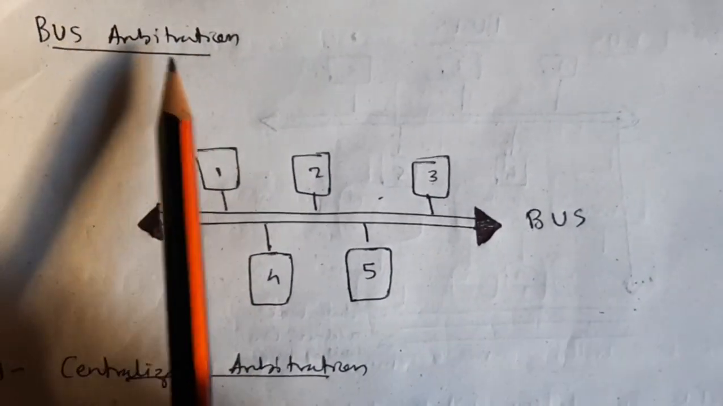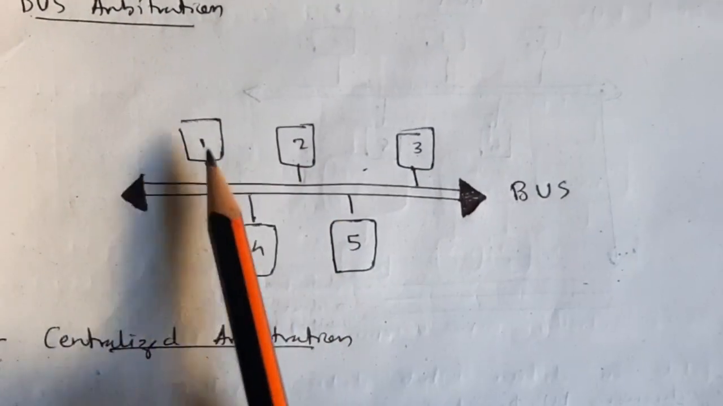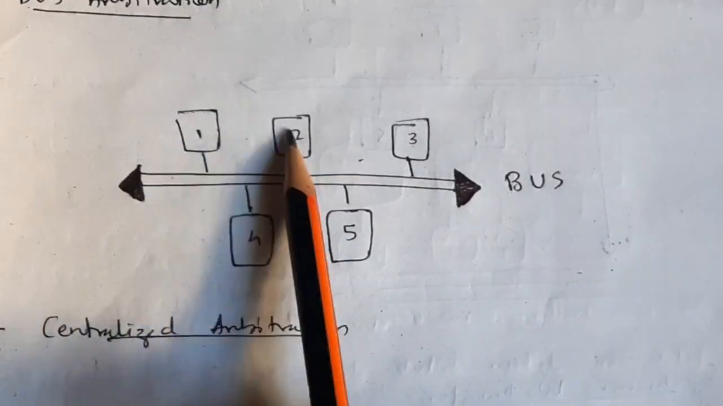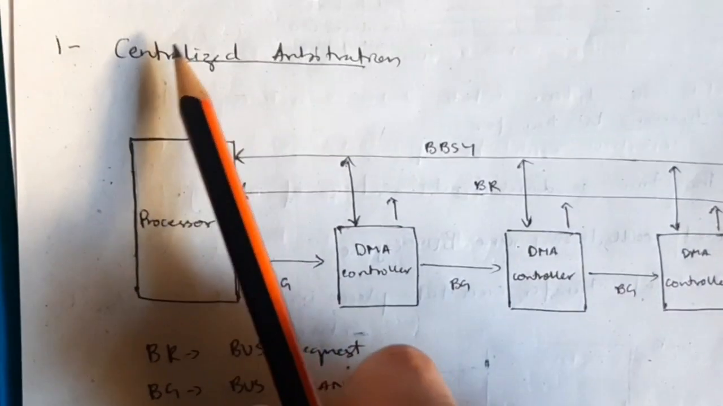Bus arbitration. Arbitration means selection. See, this is the bus and many devices are connected to it. Suppose two devices interrupt at the same time, meaning they have to transfer data. Which device will be given the priority? That's selected by the processor. In the first case, centralized arbitration.